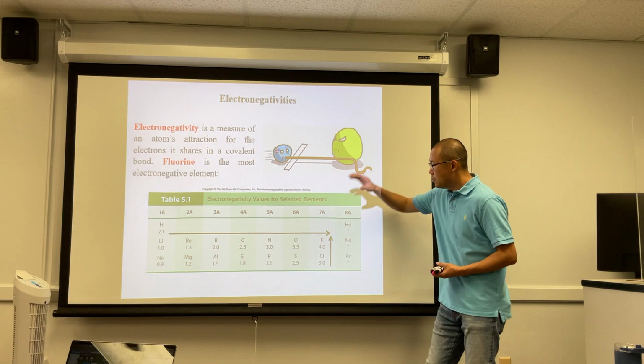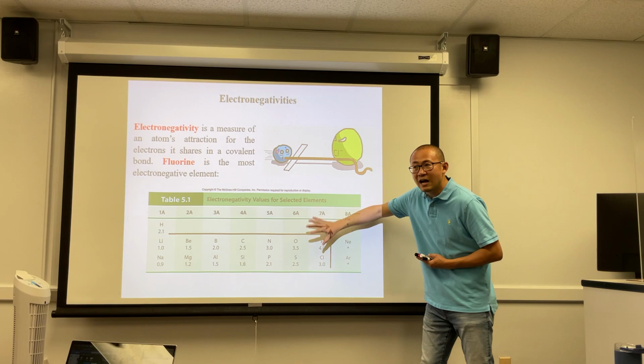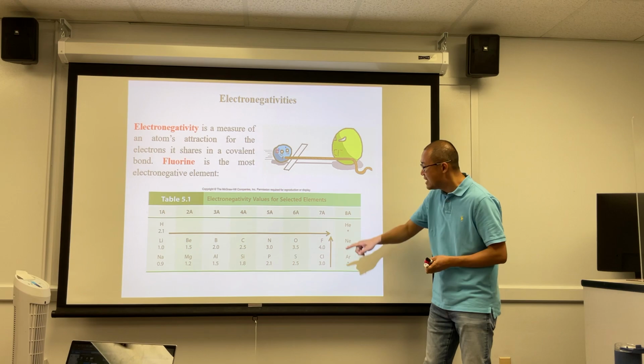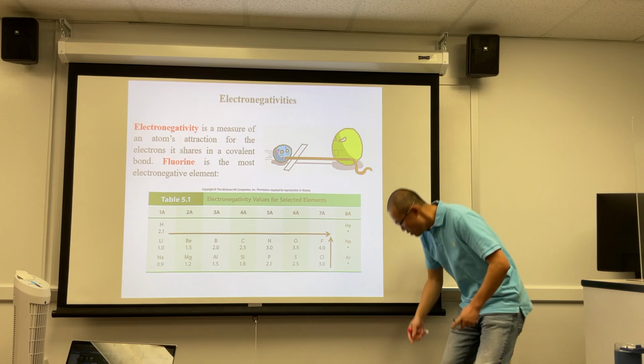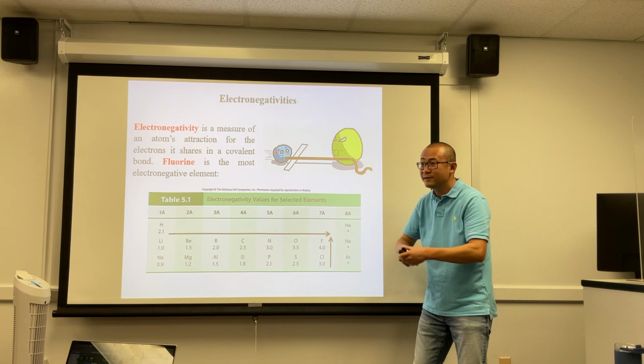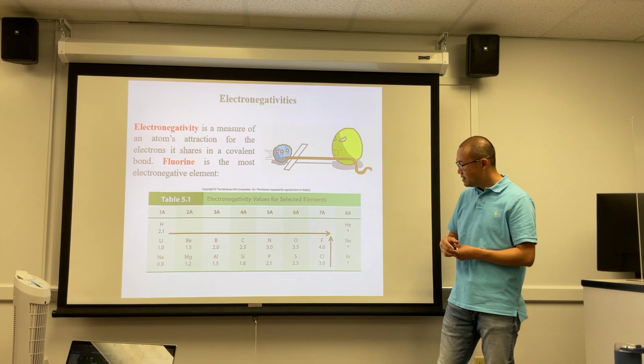This corner of the periodic table will be the elements with the highest electronegativity. Of course, the very corner, fluorine, is the element with the highest electronegativity. Highest means what? When fluorine shares electrons with other elements, fluorine is going to attract more than anybody. Why? Because fluorine has the highest electronegativity. Does it make sense, guys?